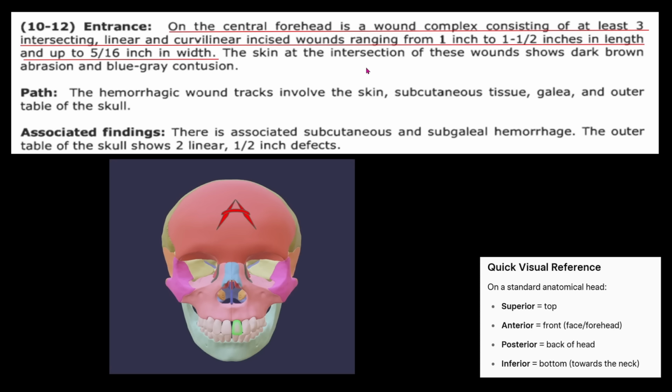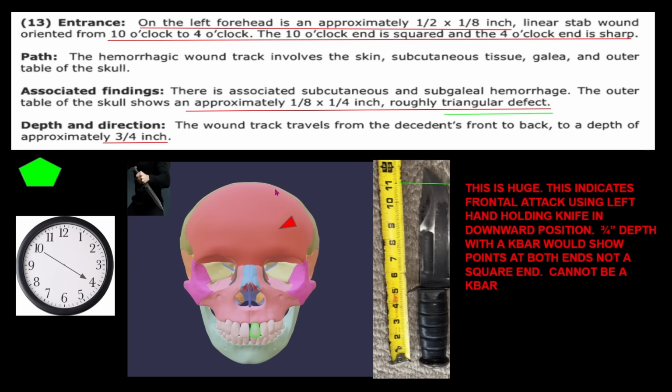On the central forehead is the wound complex. We've already gone over this in detail. It's consisting of 3 intersecting linear and curved linear incised wounds. They're 1/2 inch defects. I mean, this is no doubt an A carved right here, and good grief, right above it are 3 straight lines. 111, 3 lightning bolts with the A. Good grief.